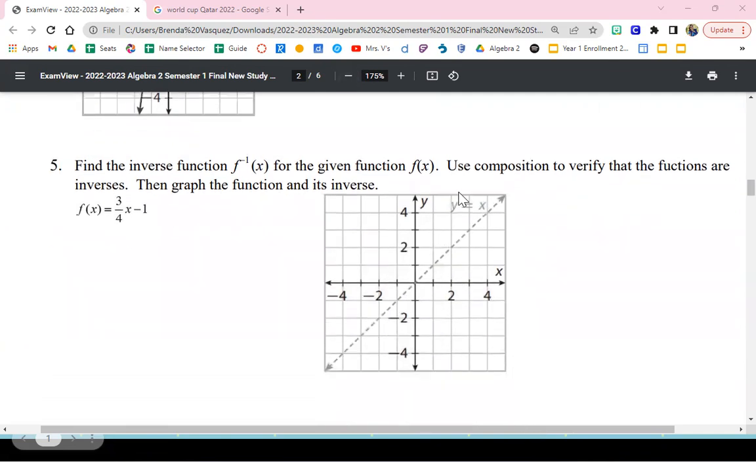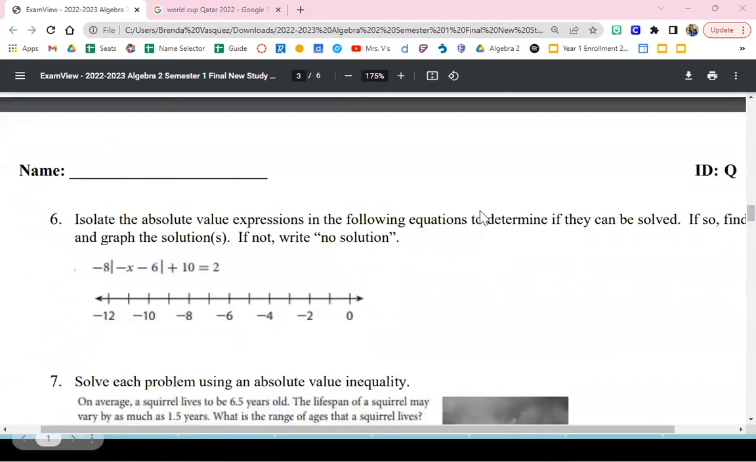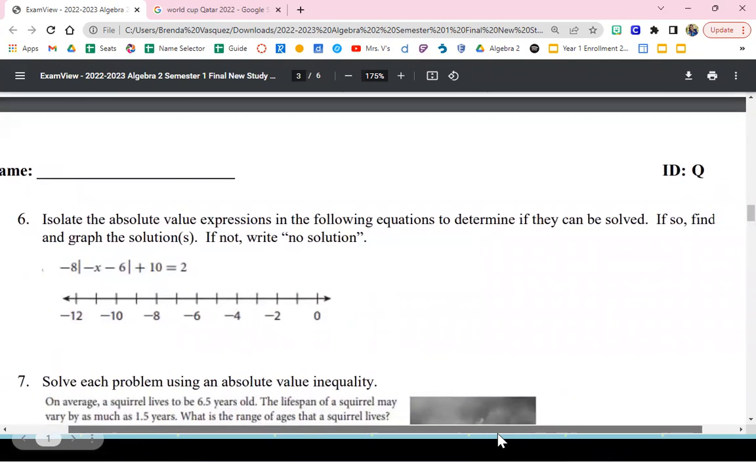Okay. Number 6. Now we've done some inequalities, guys. Or not inequalities, absolute values. But we haven't done like this in depth, but very similar to what we've already known on how to solve for x. Let me show you guys how. Now, our example number 6 is asking us to isolate the absolute value expressions in the following equations to determine if they can be solved. If so, we're going to go ahead and find the graph and the solutions. If not, we write no solutions.